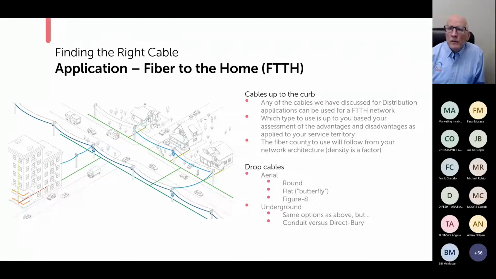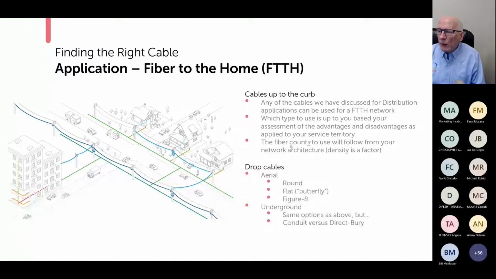Continuing to move on, we'll talk about fiber to the home projects. So for fiber to the home projects, you've basically got some kind of a cable to the curb, as I'll call it here. Any of the cables that we've talked about for distribution applications can be used for your fiber to the home backbone of the network, up to and including the curb. And what you use is really up to you, based upon how you've assessed the advantages and disadvantages of the cable types and solutions that we've talked about thus far.